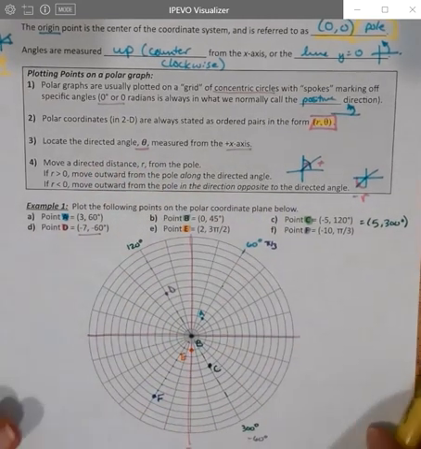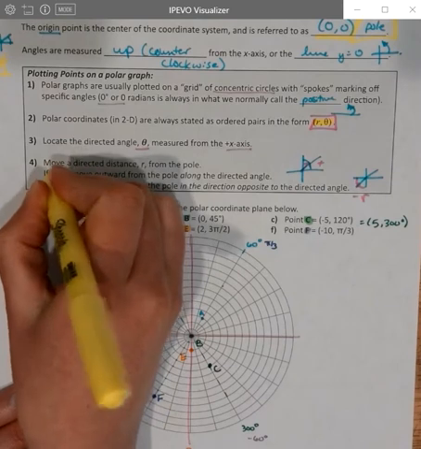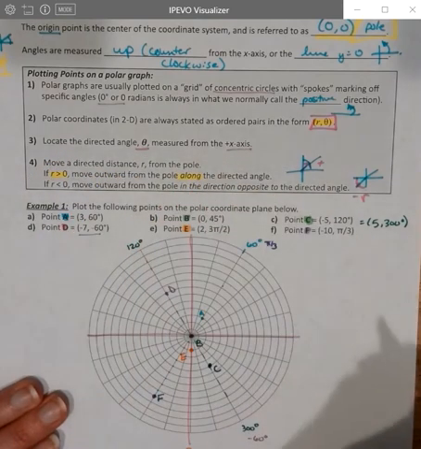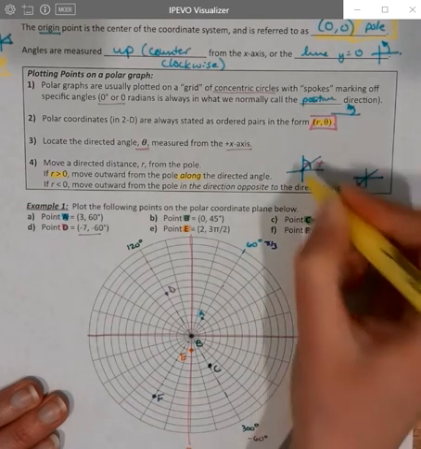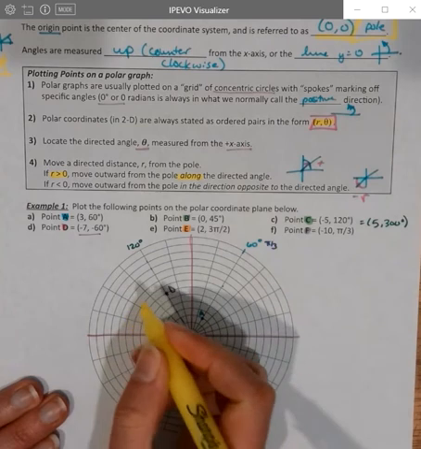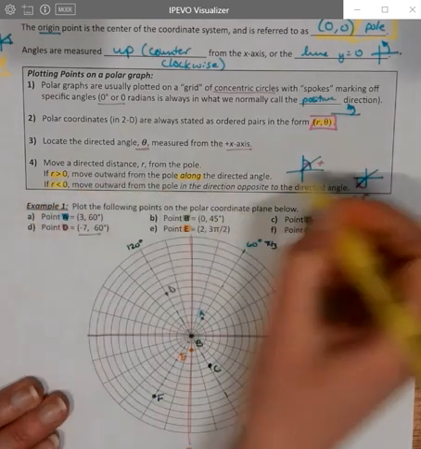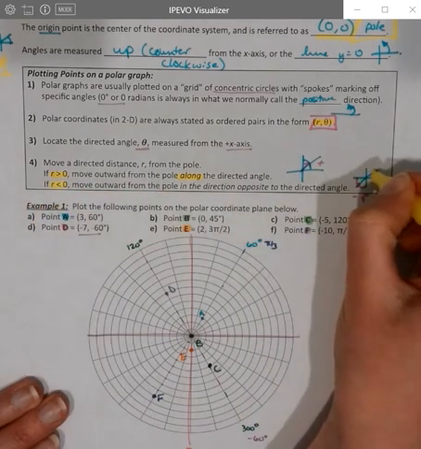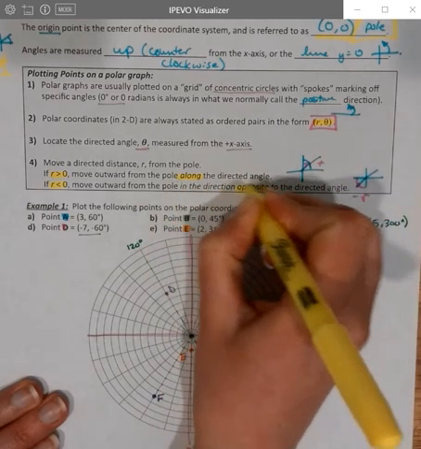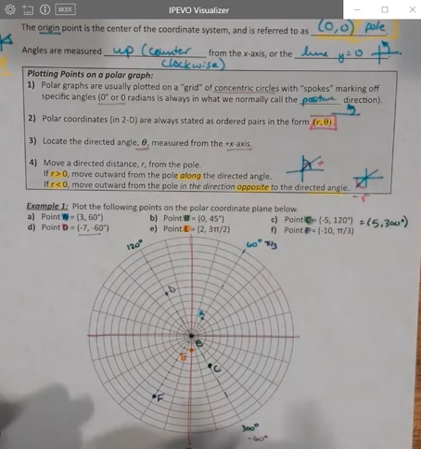Now, r can be either positive or negative. If r is positive, we move outward along the directed angle. If you have a positive angle, you're moving in the positive direction, and your r value goes out towards it. But if r is negative, instead of going out towards the angle, you go backwards, in the opposite direction of the directed angle. Okay, so let's take a look at some of these points and get them graphed.